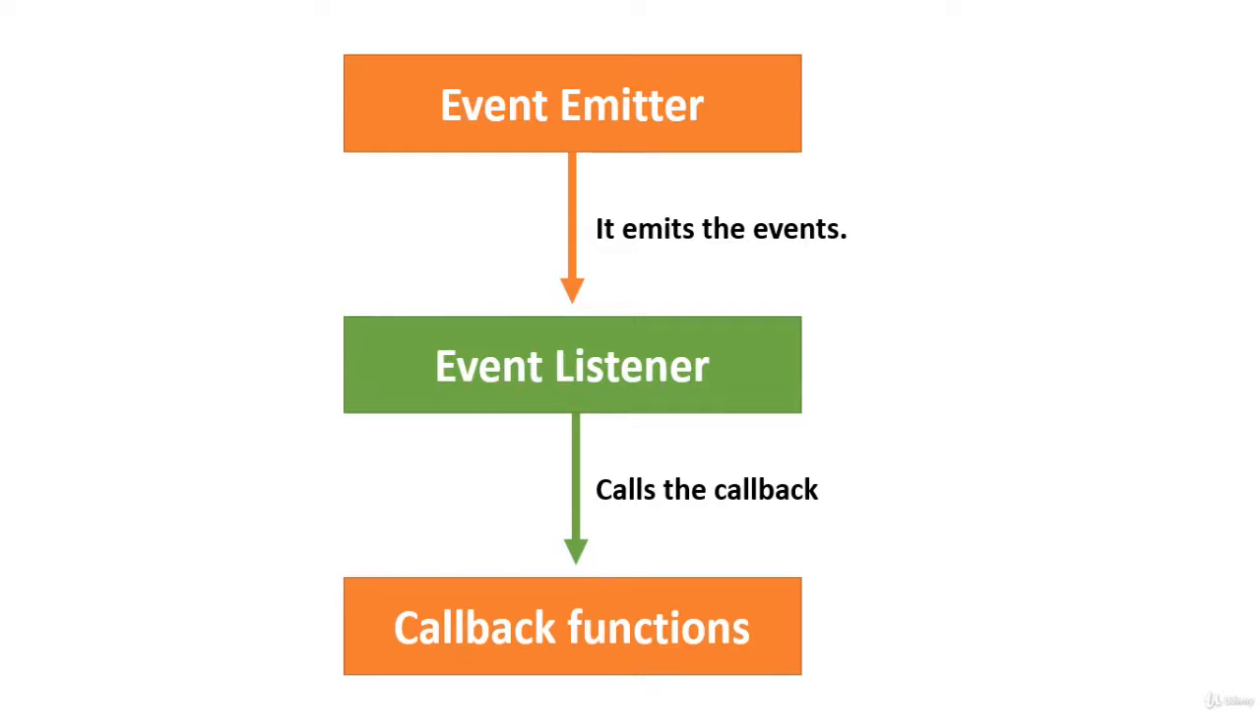I just repeat once again. There are some objects in Node.js, like event emitters, that emit events as something happens in our application, and next we have the event listeners that listen for those events that the event emitter emits. After that we have callback functions that are called for that specific event listener. Simple as that. Now let's understand this architecture with the help of a coding example.